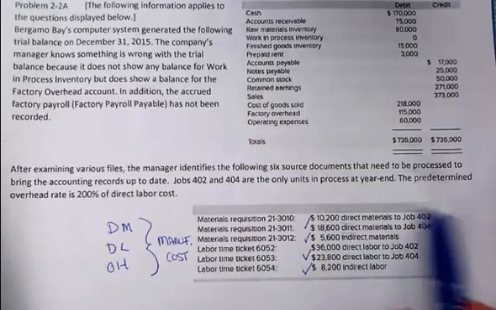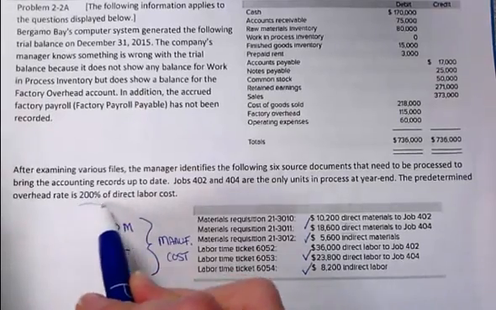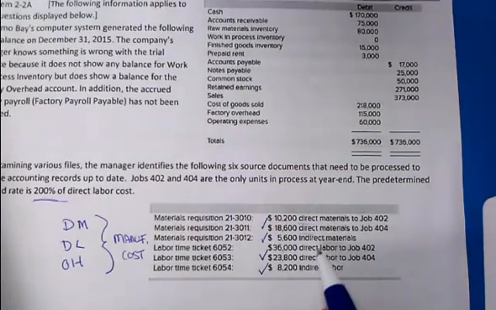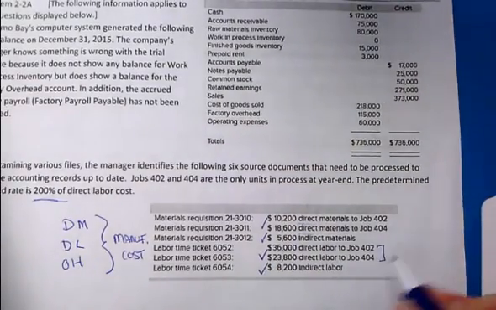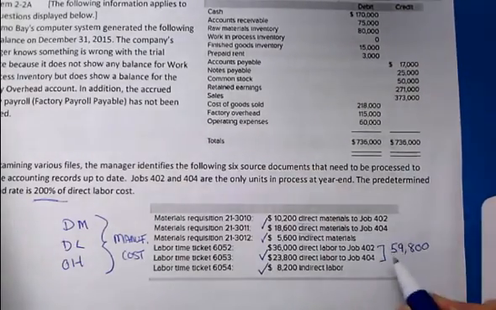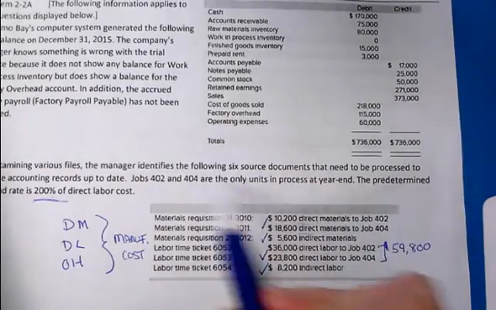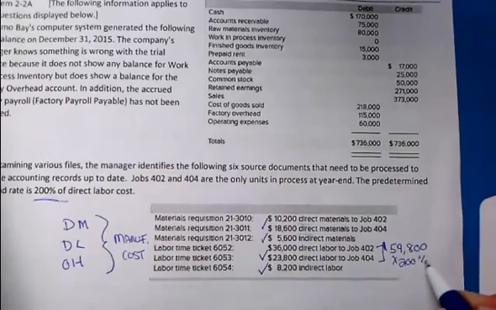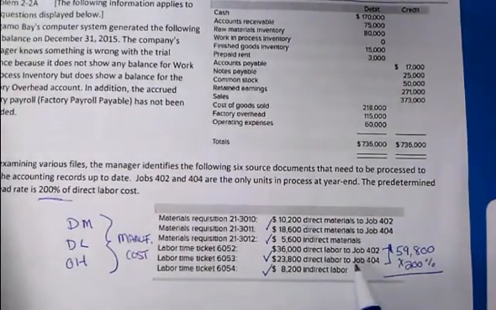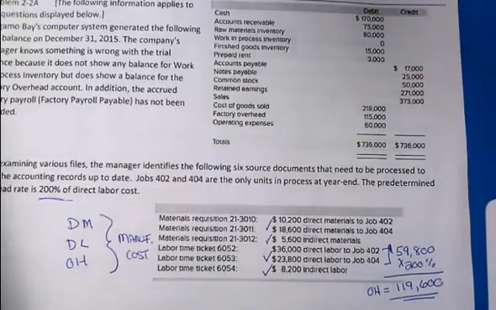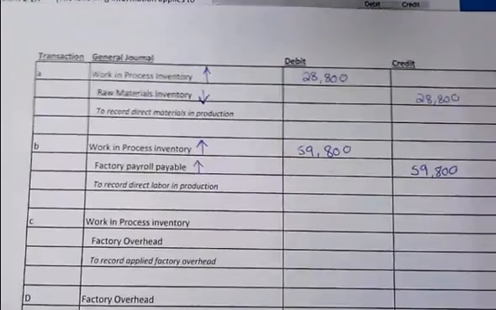Overhead is applied at 200% of direct labor. So remember, if we look back over here at our direct labor, we said that we had $59,800 in total direct labor. Our POHR, the predetermined overhead rate, is 200%. So the amount of overhead that we will apply is $119,600. That brings me to transaction C.